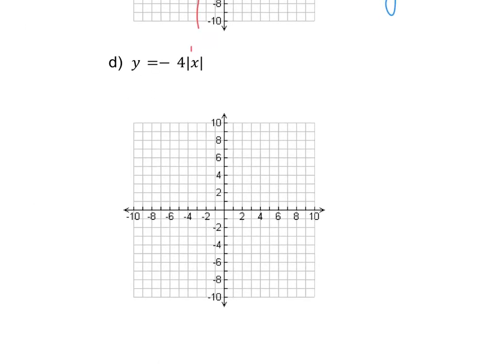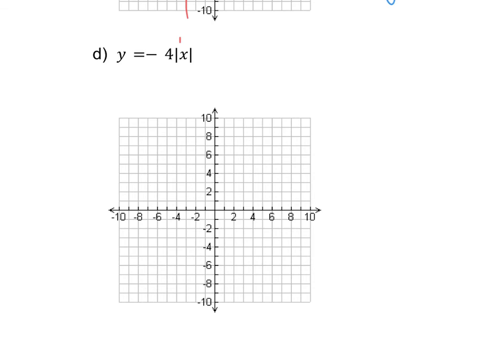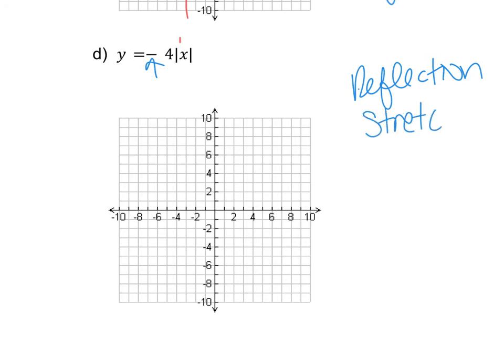All right, last one of these graphings. So we have y equals -4 absolute value of x. This one has two transformations happening. It has the negative out front, which means it's a reflection, so it's going to be an upside down V. And then it has the 4. Since that's a number bigger than 1 out front, that is going to be a stretch, so it's going to be more narrow.